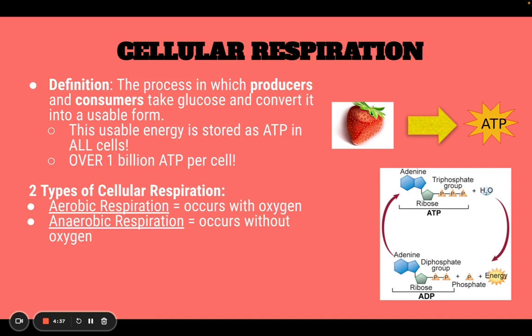So there are two types of cellular respiration, aerobic and anaerobic respiration. Aerobic respiration occurs with oxygen, whereas anaerobic occurs without oxygen. Looking at the picture on the right, you can see a strawberry is something that we can eat. As we digest it, the carbohydrates get converted into ATP, which is what we use for energy.